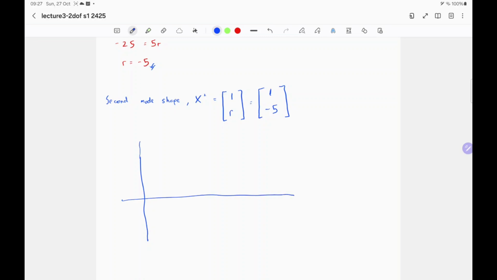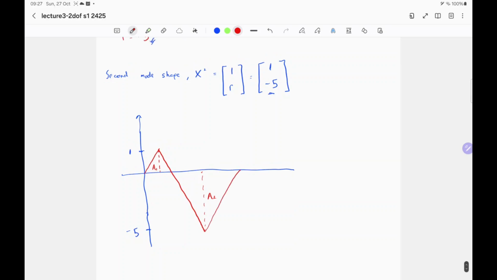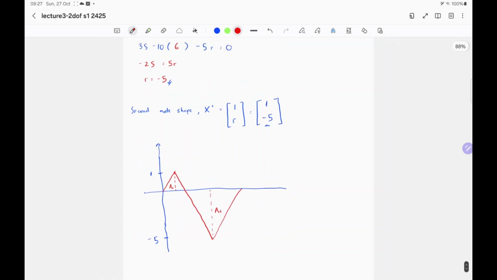Okay, for the mode shape diagram, same again. We draw 1 first, and the second one is negative 5, so it's somewhere around here. So first draw A1, and then for A2 it goes down to negative 5. So this is A2, and then we close back in here. So this is the mode shape diagram.